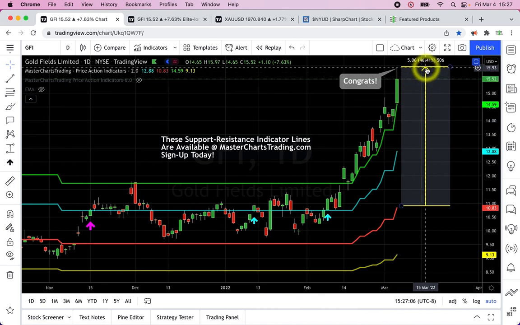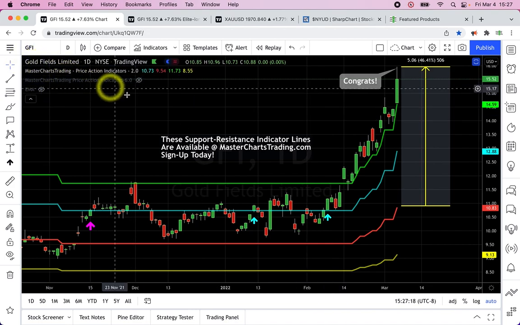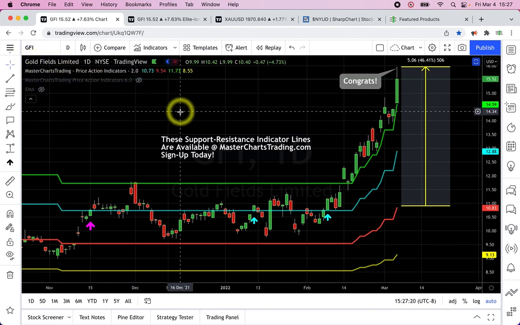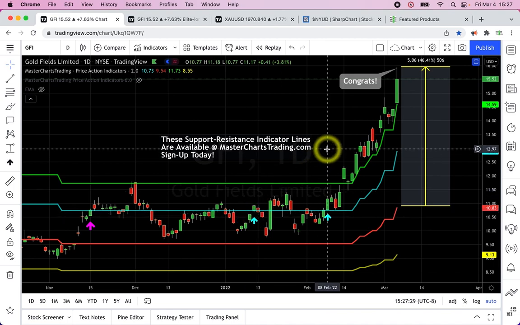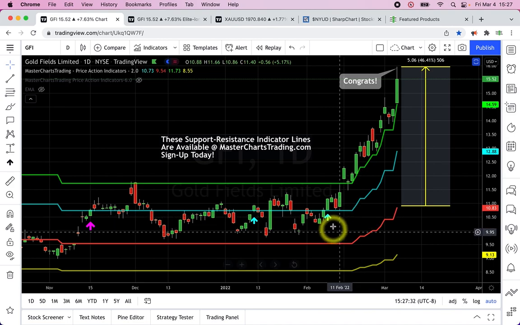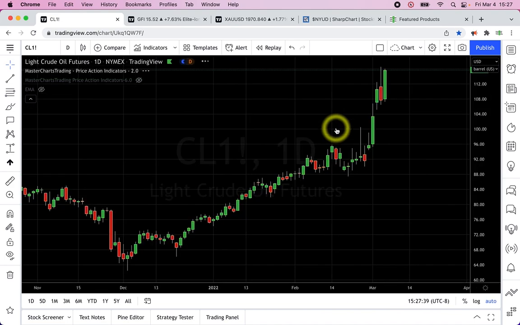And that's a 46% move. Congratulations. I don't know anything about this company, all right? The only thing I know is that it's gold related. So that's the only thing that I know about this company. And the only thing that I'm using, notice, is my indicators. And this is just pure price action. You don't need to know anything about anything to trade, except for, in this case, that it's a gold related stock.